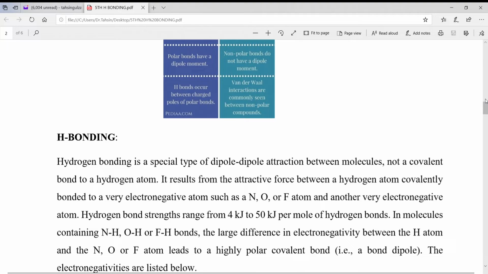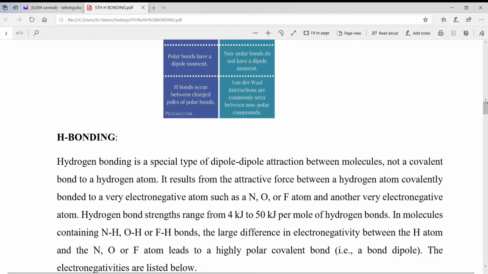The most electronegative elements are nitrogen, oxygen, halogens, or any other electronegative atom. The strength of a hydrogen bond ranges from 4 kilojoules to 50 kilojoules per mole, less than a covalent, coordinate, or ionic bond.